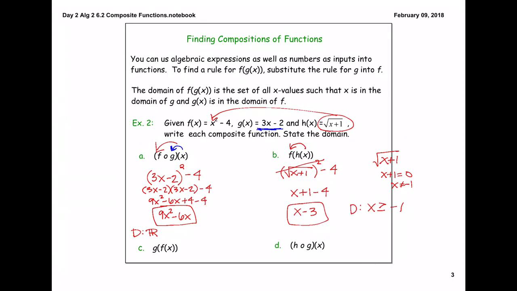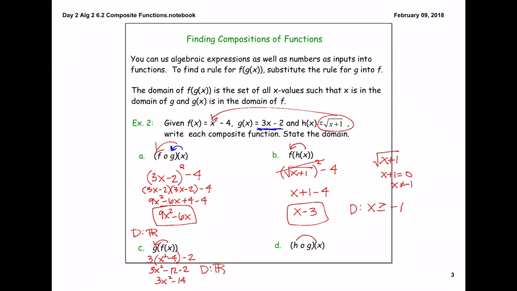G of f of x means we're going to plug our f of x function into our g. So 3 times the quantity x squared minus 4, minus 2. Distribute your 3: 3x squared minus 12 minus 2. Combine your like terms, you get 3x squared minus 14. Our domain for a linear and a quadratic function is all real numbers.